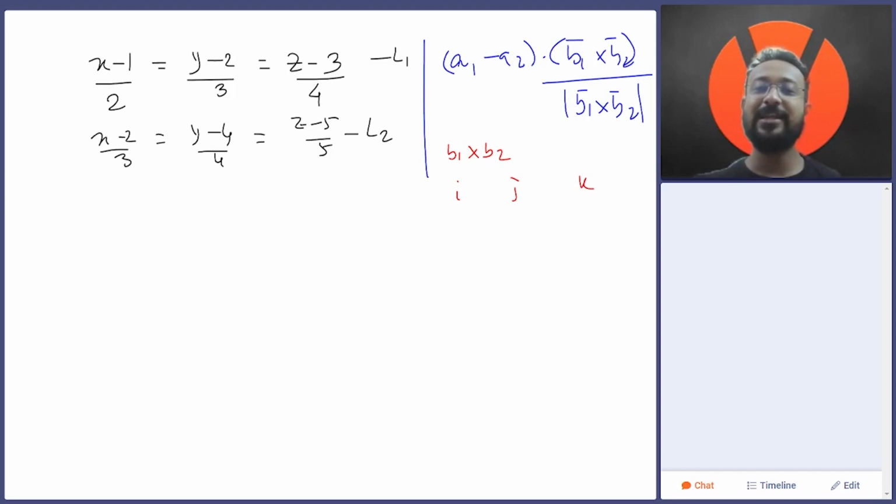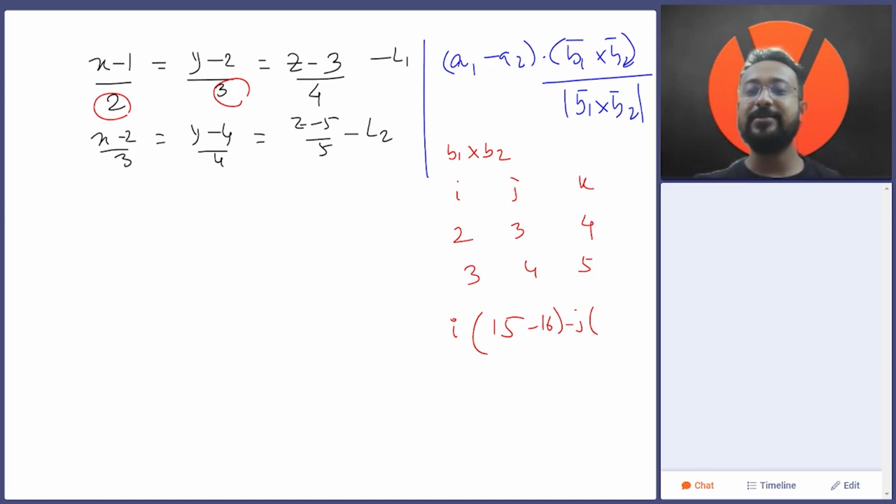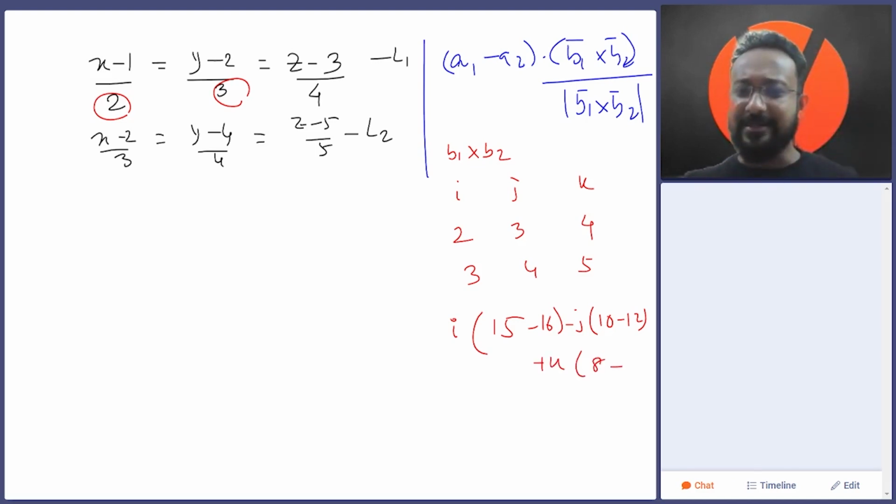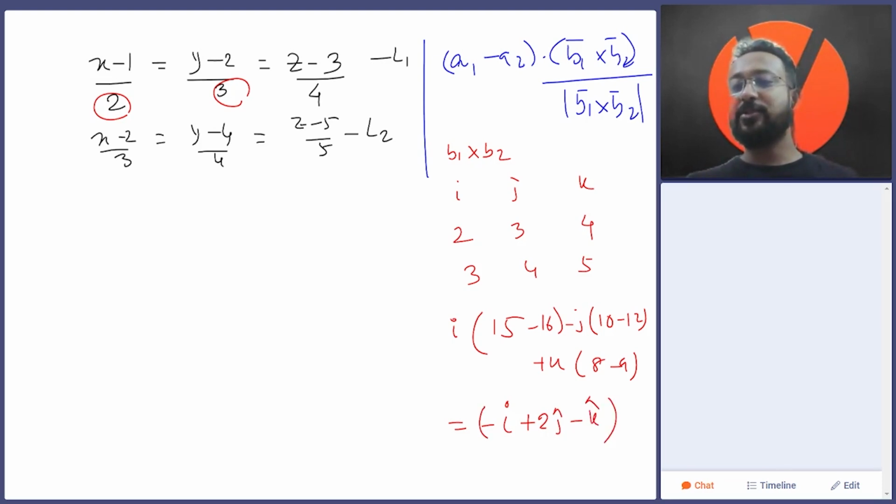So for this I, J, K, what is B1? B1 is this, 2, 3, 4. And then it is 3, 4, 5. So I times how much? 15 minus 16. Minus J times 10 minus 12. Plus K times 8 minus 9. So it will be minus I, minus minus 2, so plus 2J minus K cap. That is your B1 cross B2 vector.